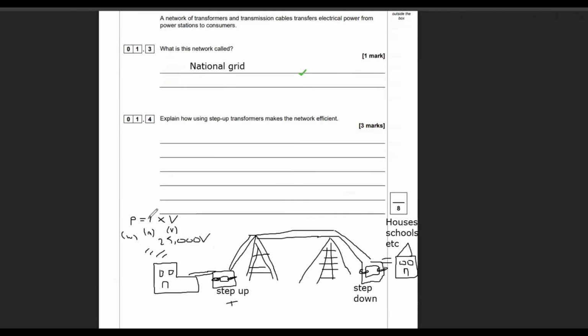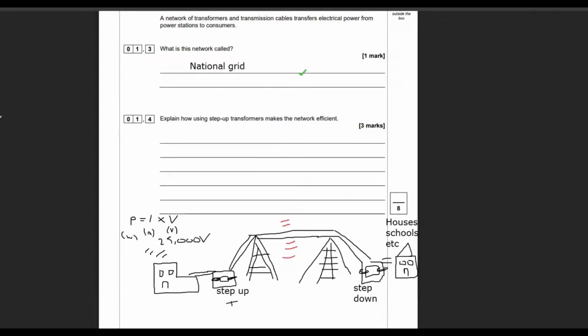The problem is high current generates heat. And if you generate heat, you're going to lose heat from your cables on the way to people's houses. You're going to lose heat to the environment as it goes from a hot area to a low area. You're going to lose energy. And this is going to mean you don't have efficient energy transfer, and we don't get a lot of power at people's schools, houses, hospitals, etc.